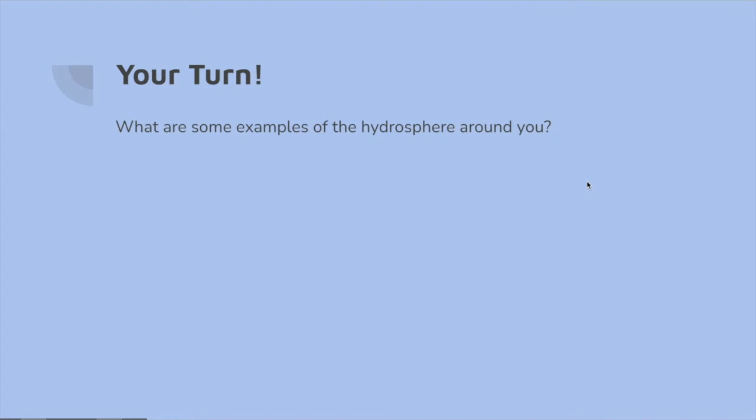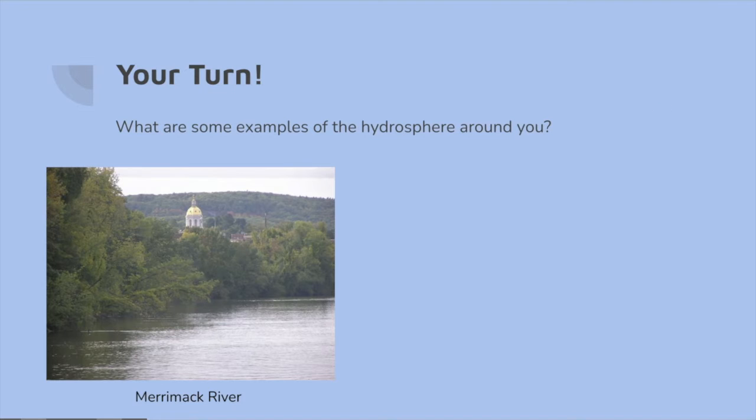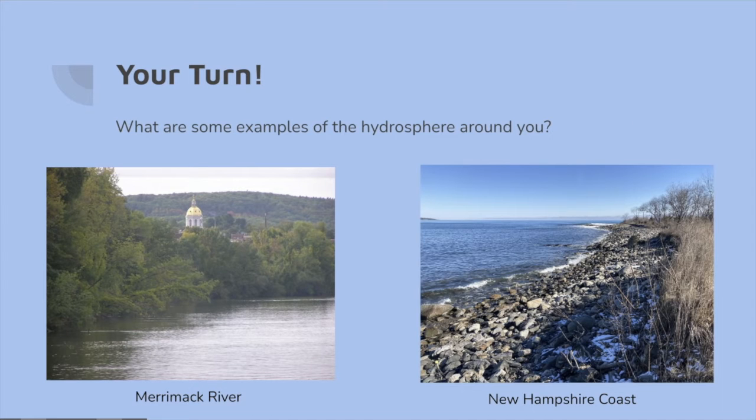So now we're going to give you a chance to talk about, with either yourself or discuss as a class, some examples of the hydrosphere around you. So teachers, you can use this to pause to use as a discussion. Some examples we came up with were the Merrimack River and the New Hampshire coast.